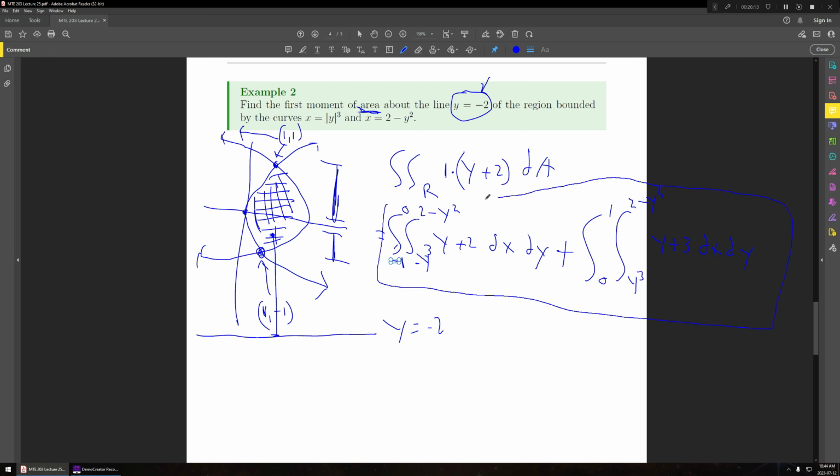I will trust you to be able to integrate it. When I do it, I get that this is equal to 17 over 3. So that's the final answer. And again, this is just generalizing the center of mass, right? Just moment of area instead.